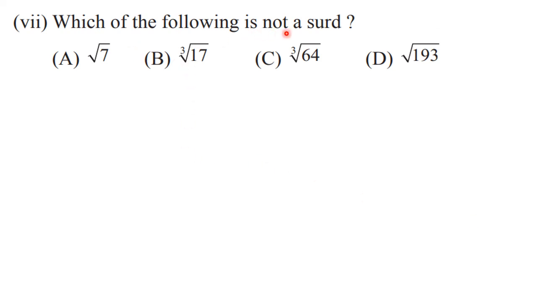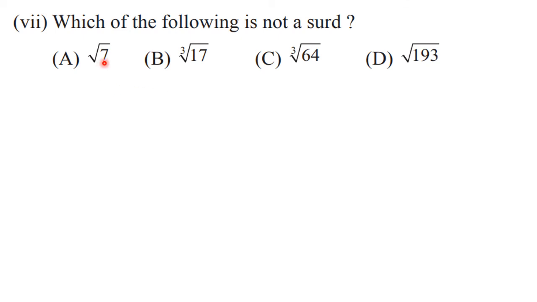Which of the following is not a surd? For judging the surd, we have 3 conditions. The very first condition is what? You have to observe the order. The order should be greater than 1. That means it should be 2 or more. So here the order you can see is 2. Here also order is 3. Here order is 3. And here also order is 2. Means the first condition is valid for all these numbers.